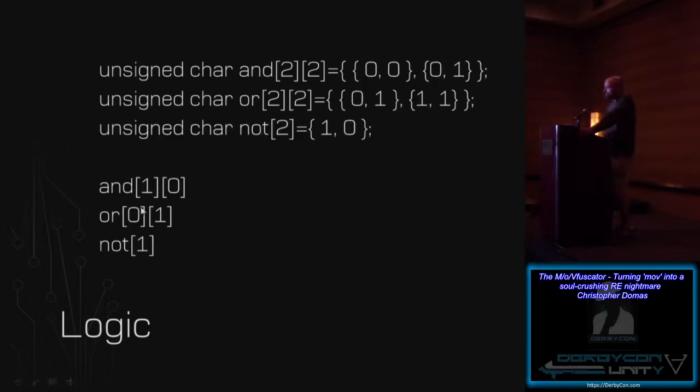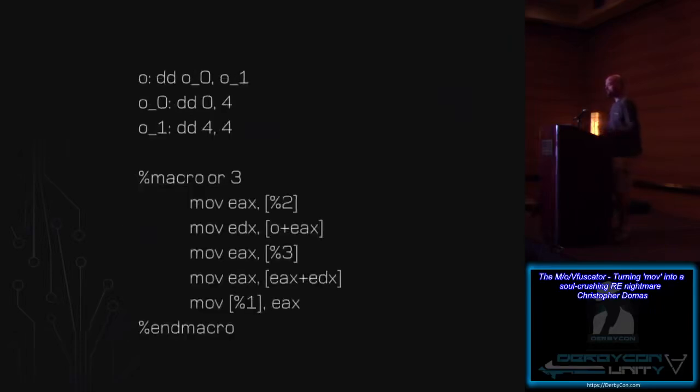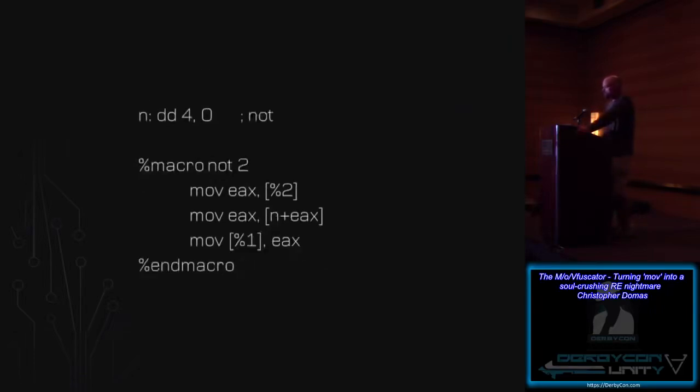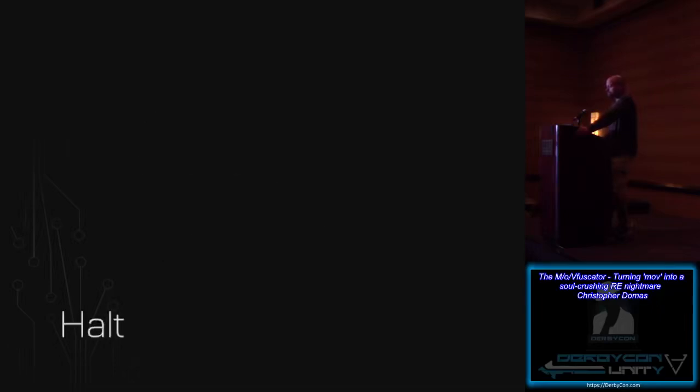The logical or of 0 or 1: I go to my or array, look up subarray 0, element 1, to find out the logical or of those two values is 1. So with simple memory lookups, I can implement logic gates as well. So this is some or macros to implement or with only move instructions, implementing and with only move instructions. Here's not with only move instructions.